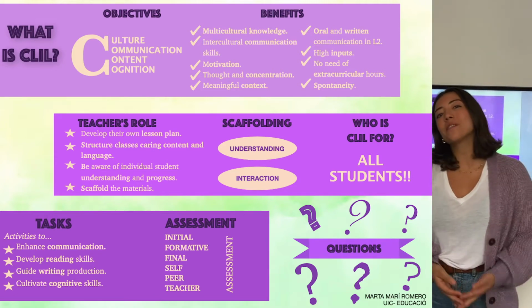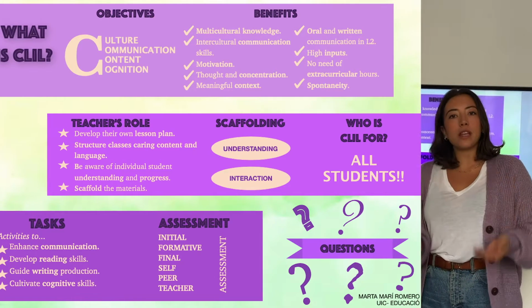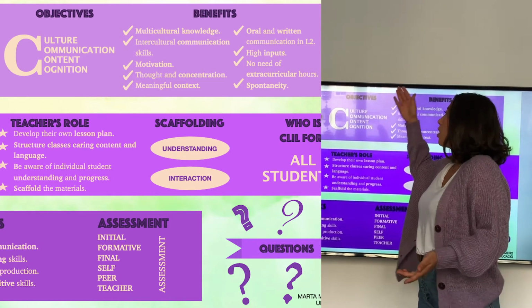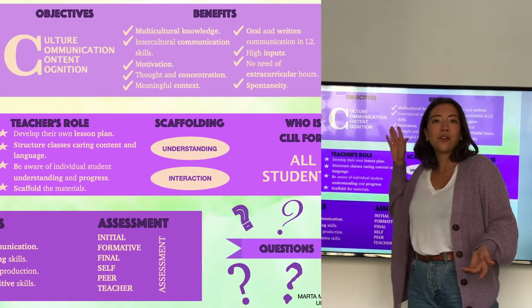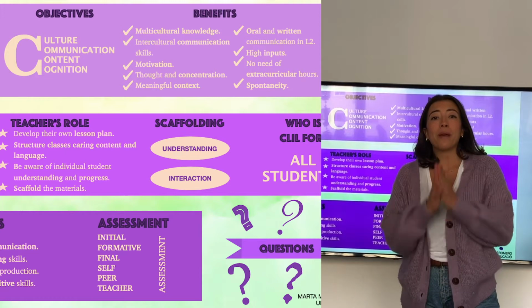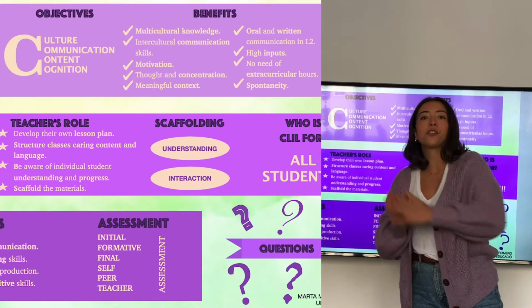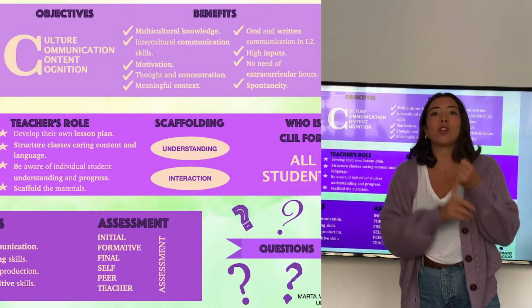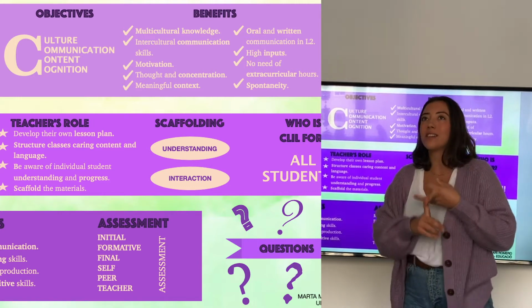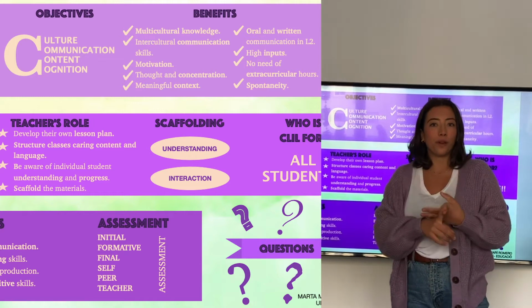Regarding objectives, we have 4 different fields that we take into account. Here you have culture, communication, content, and cognition. Regarding content, remember, CLIL doesn't mean making content easier, so they're going to keep solving problems, discussing, analyzing, learning new things, so don't worry.